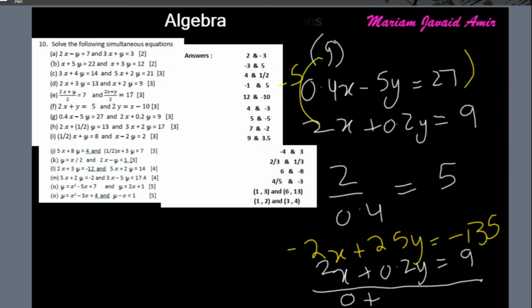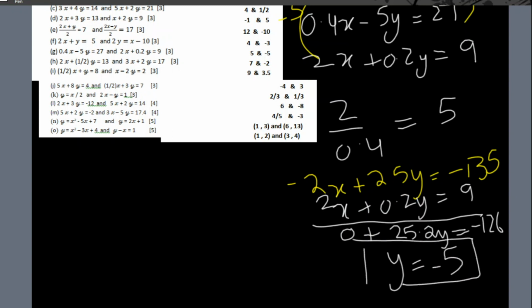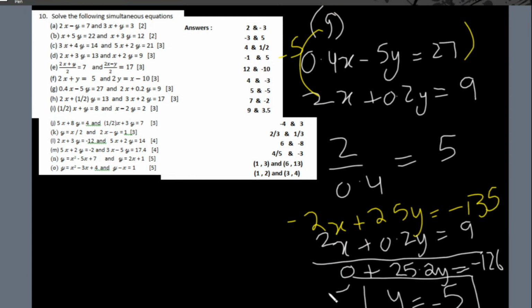Plus 25 plus 0.2 is 25.2y equals minus 135 plus 9, minus 126. So this gives us y equals minus 126 over 25.2, which gives us minus 5. So y equals minus 5 in part G. Now you can find x on your own by substituting it back into any of these given equations.